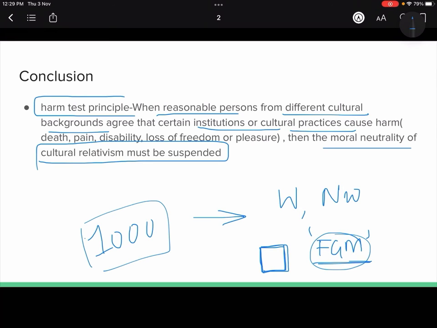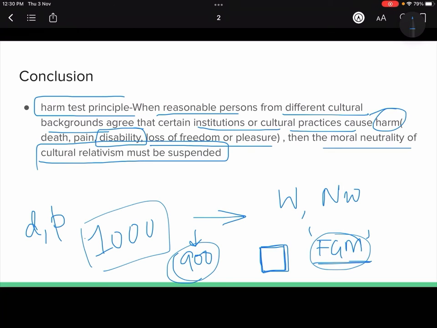Based on that, you come to a perspective: okay, if more than 900 people across different cultures believe that no, female genital mutilation causes harm to females. What is the definition of harm here? Which causes death, which causes pain, which causes any kind of disability or loss of freedom or pleasure to any section of society. That means it is causing harm. If you are not given the right to get educated, it is taking away your freedom or pleasure of your choice, your dignity, your awareness.